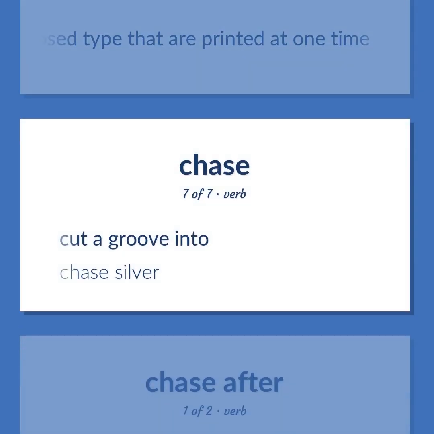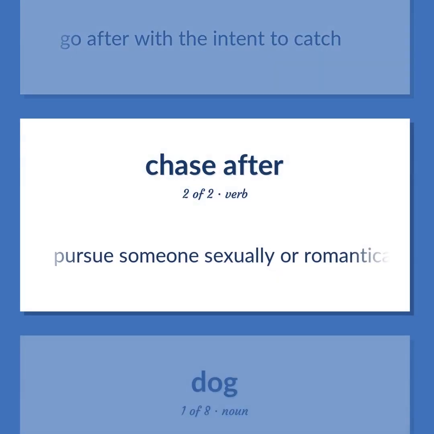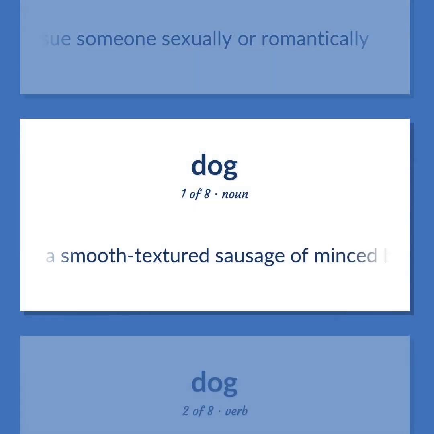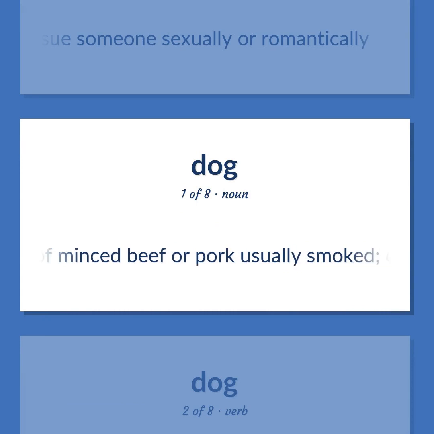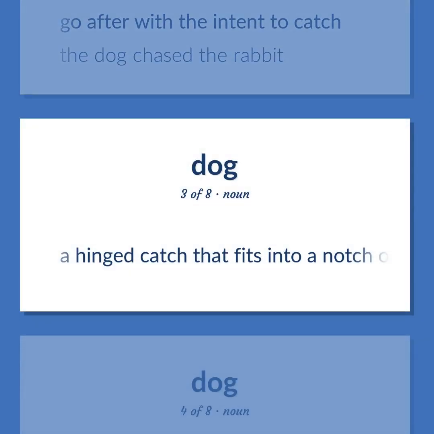Cut a groove into. Chase silver. Go after with the intent to catch. Pursue someone sexually or romantically. A smooth textured sausage of minced beef or pork, usually smoked, often served on a bread roll. Go after with the intent to catch. The dog chased the rabbit. A hinged catch that fits into a notch of a ratchet to move a wheel forward or prevent it from moving backward.